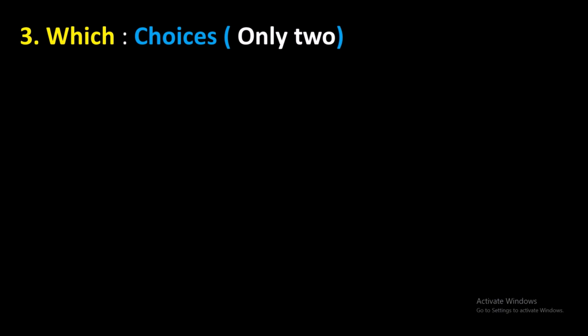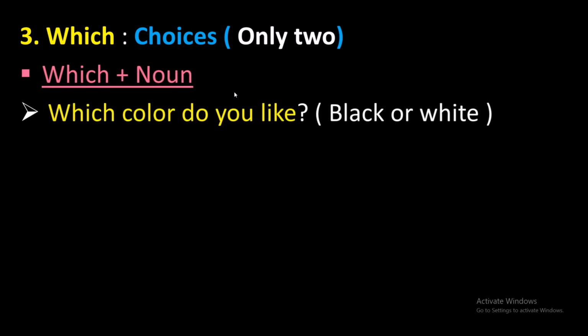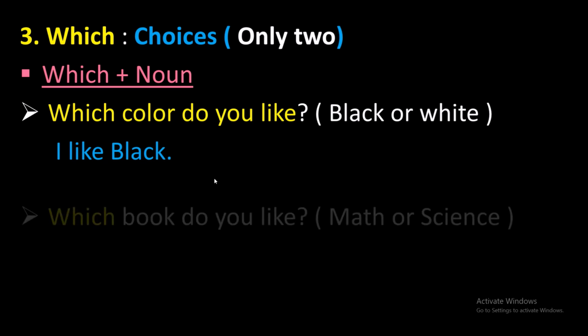Let's move to number 3, where we use which for choices just like what, but there are only 2 choices here, only two. The same thing, we use which plus noun. Let's see an example here. Which color do you like? Black or white? There are only 2 choices for you to pick up. Black and white. So just choose one, no blue, no red, only 2 choices. And you choose one of them. I like black.